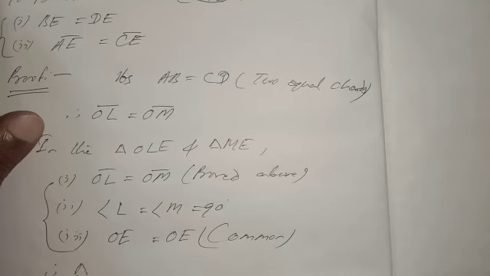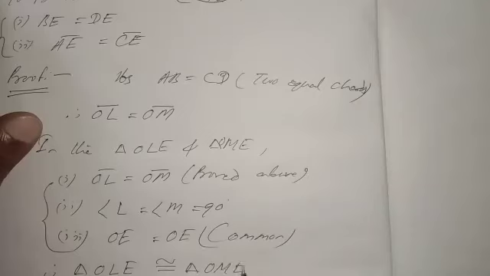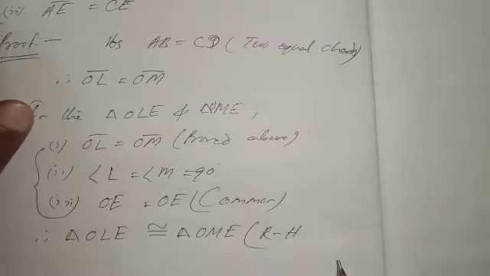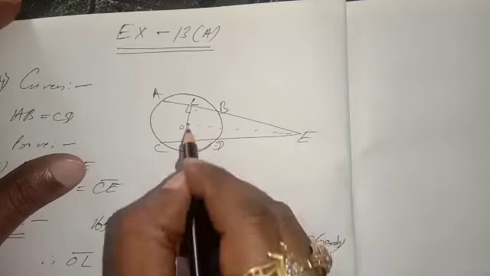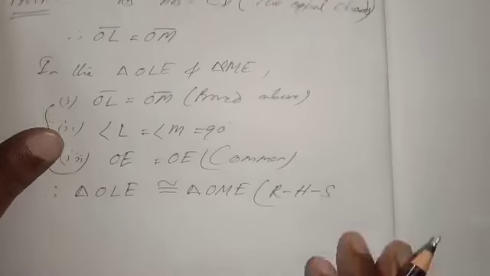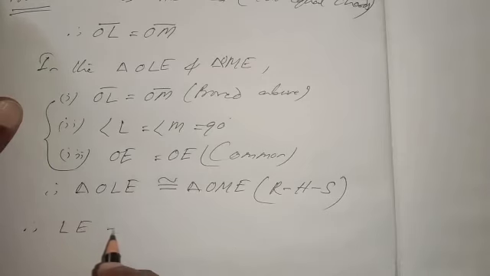Therefore, triangle OLE is congruent to triangle OME. Which property? This will be right angle, hypotenuse, side. Just see the figure: right angle, hypotenuse and side. By right angle, hypotenuse, side, these two triangles are congruent. After congruence, you can write LE is equal to ME by CPCT.